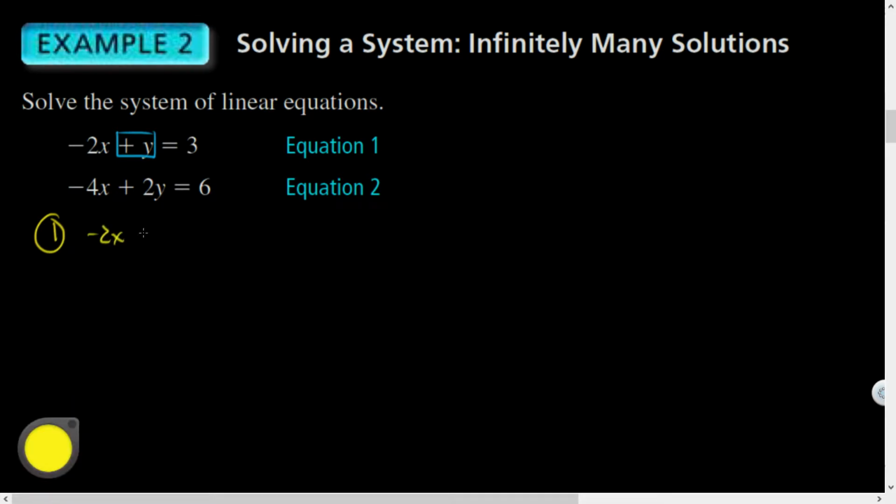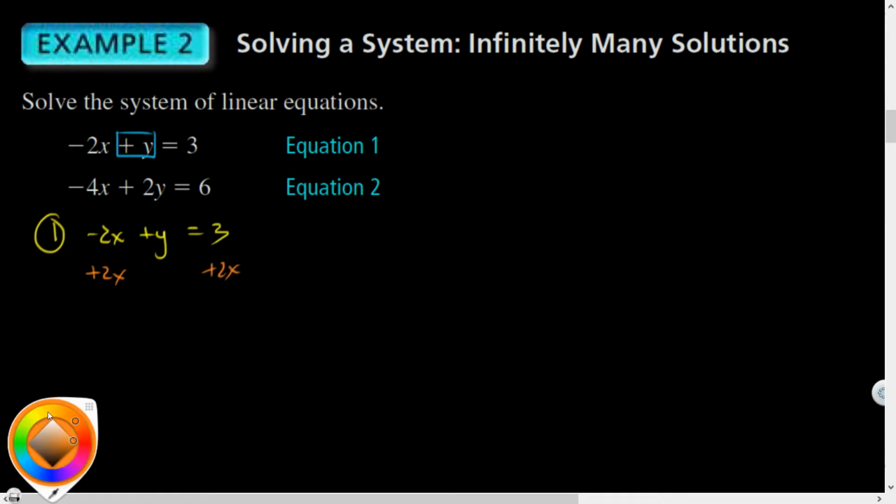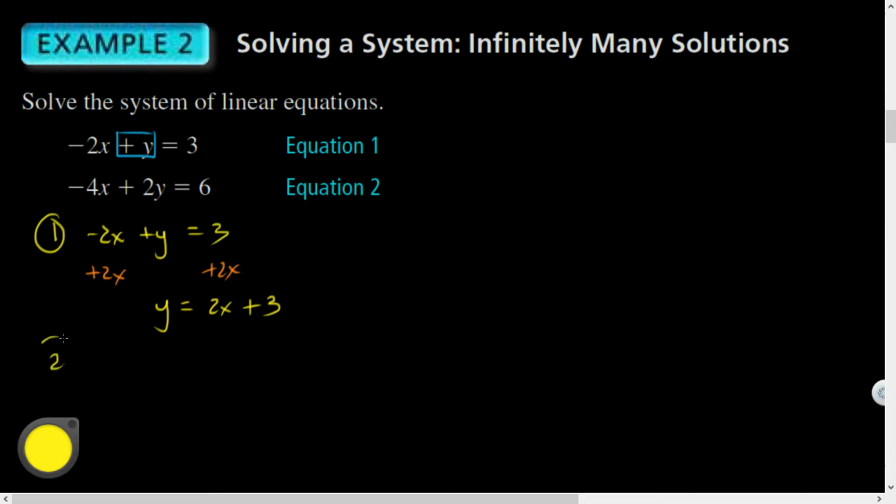So negative 2x plus y equals 3. Also, just so you're aware, when it does come time for the test, you do need to know all three methods, so you can't just fall back on your favorite. For some problems, I'll say solve by elimination. Others I'll say solve by substitution or graphing, for the test at the end of this chapter.